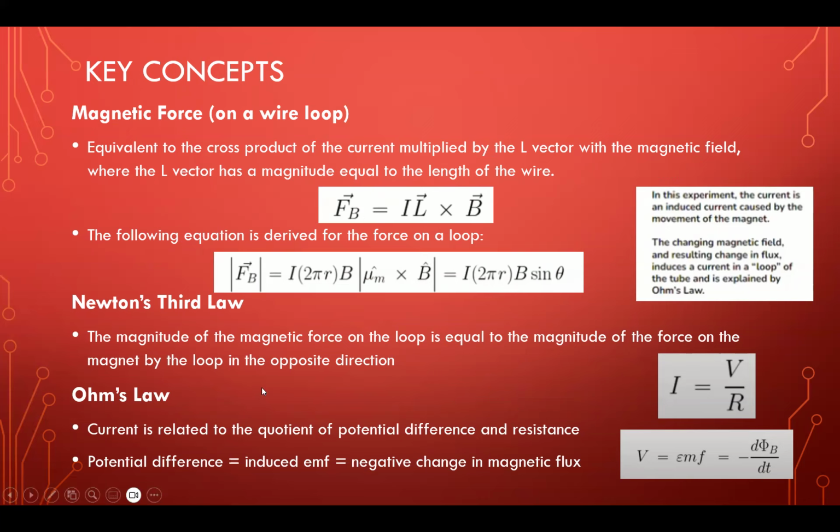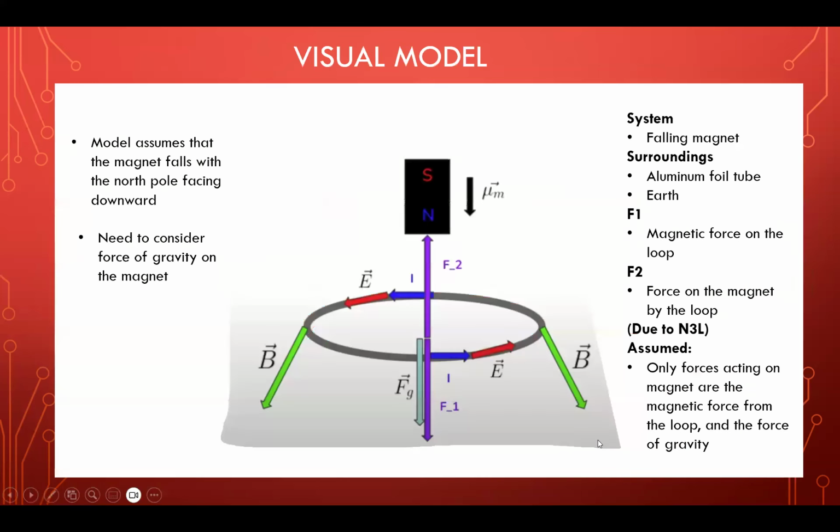Using Newton's third law, we can assume that the magnitude of the magnetic force on the loop is equal to the magnitude of the force on the magnet by the loop in the opposite direction. Using Ohm's law, current is related to the quotient of potential difference and resistance, and potential difference is equivalent to the induced EMF, which is equivalent to the negative change in magnetic flux.